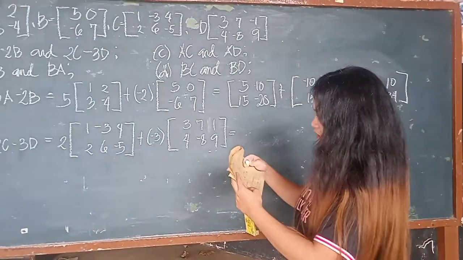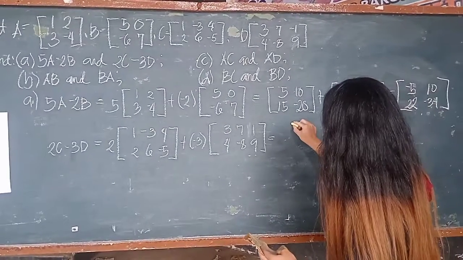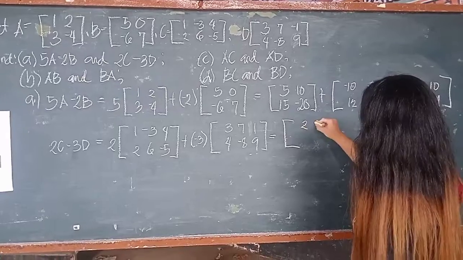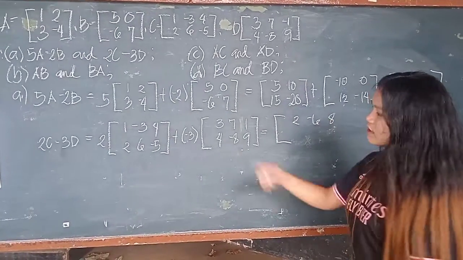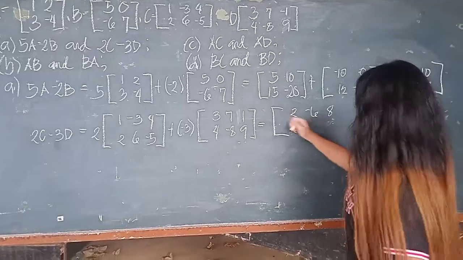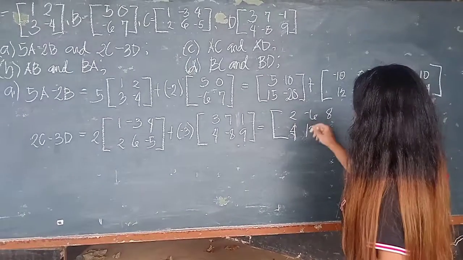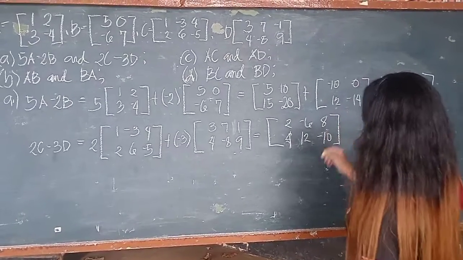So, proceed to 2C and 3D. We just multiply. 2 times 1 equals 2. 2 times negative 3 is equal to negative 6. And 2 times 4 is equal to 8. 2 times 2 equals 4, I mean, 4. And 2 times 6 equals 12. And 2 times negative 5 is equal to negative 10.